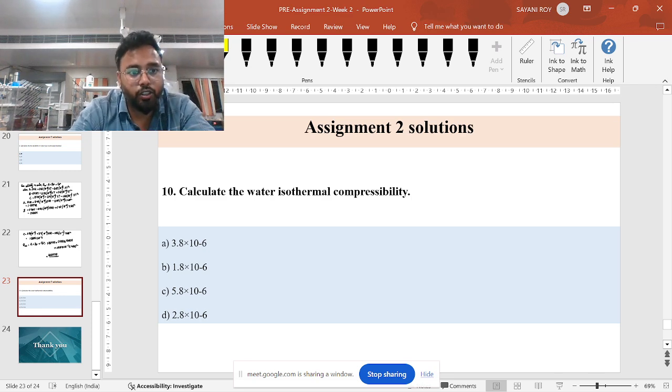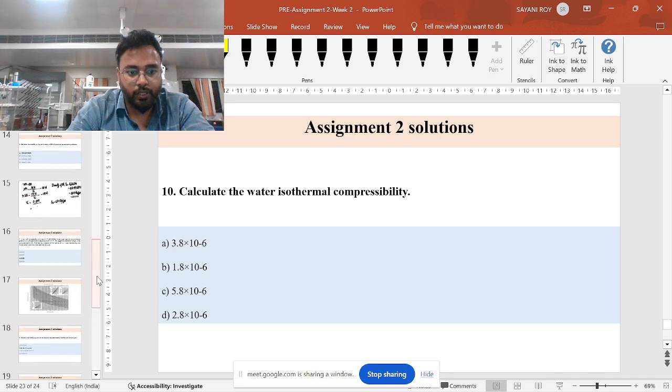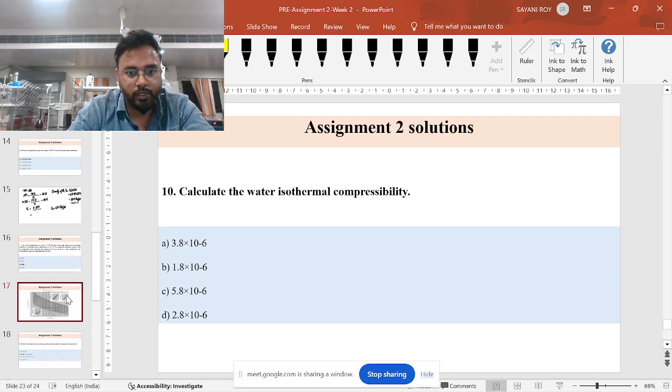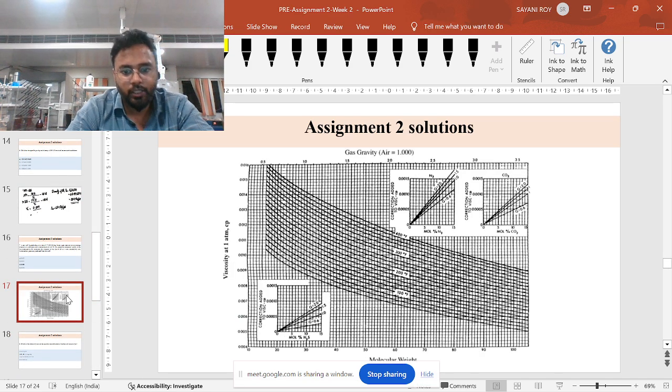This question is also, hello, sir. Hello. Sir, can you just explain in one minute the graph which you explained? Okay, the previous graph. Yes, sir, just in one or two minutes.